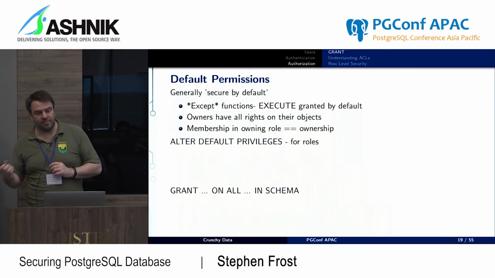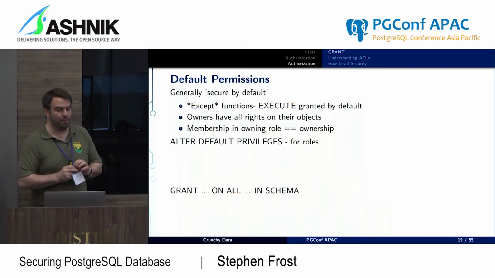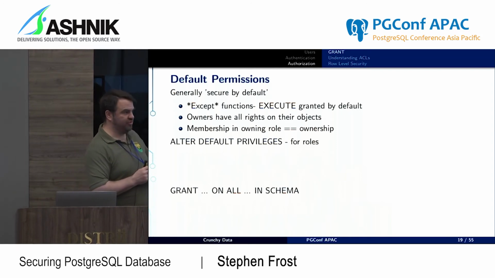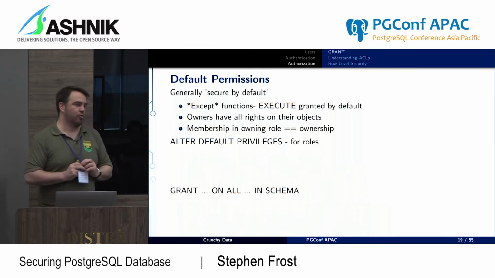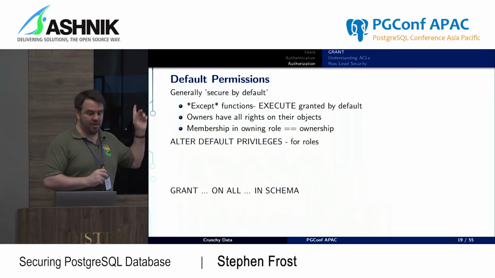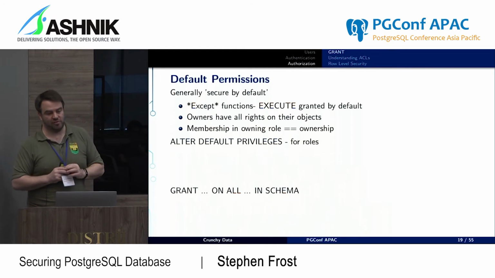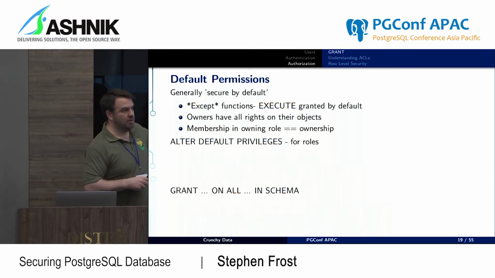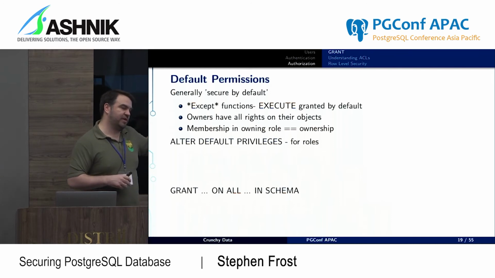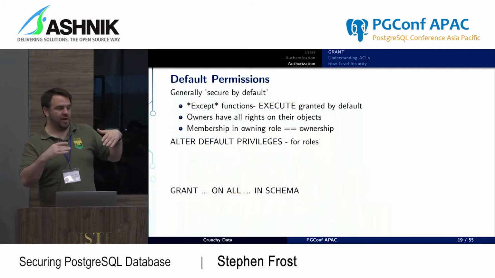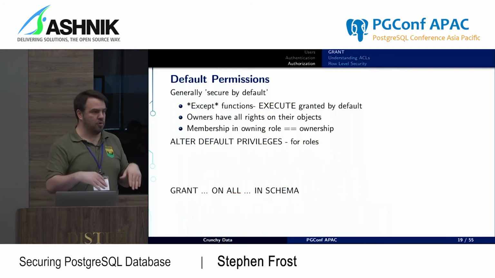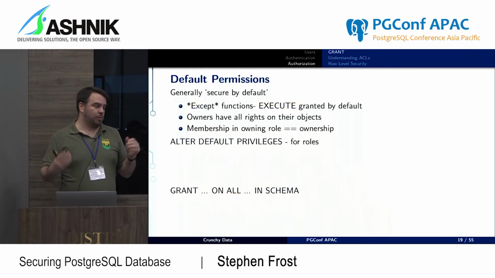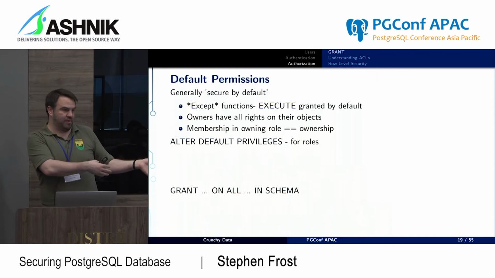Owners have rights on all of their objects, and membership in an owning role implies ownership. So if you're a member of the admin role and the admin role owns some object, then you are considered to also be an owner of that object. One thing to note about functions: when we were talking about security definer functions before, that's where it gets particularly dangerous that execute is granted by default. The way to address that is to create your function in a transaction, and then in that same transaction, revoke public execute privileges, and then commit. That way the function will only ever exist with that privilege revoked.